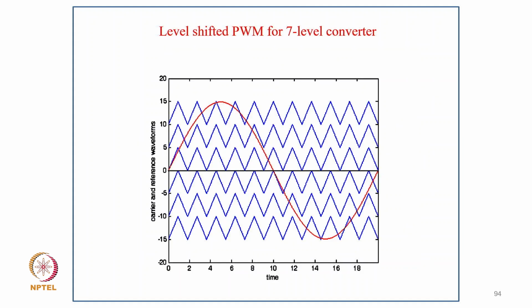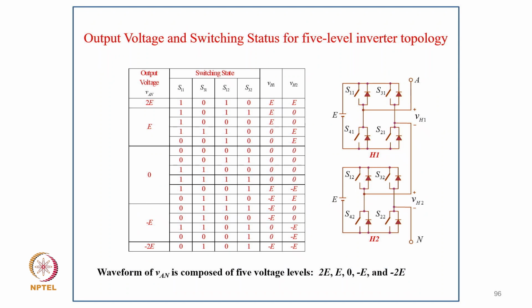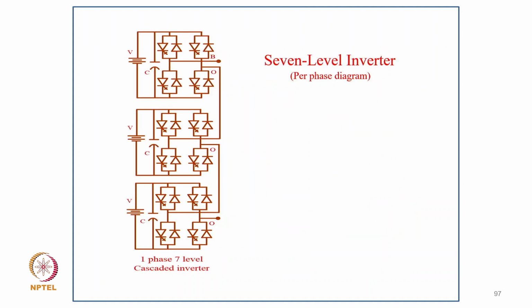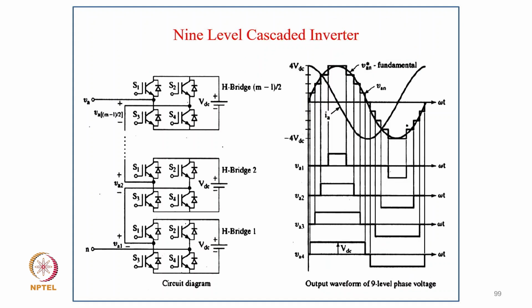This is your level shifted pendulum for the seven-level converter, and this is your now cascaded inverter topology for the five-level cascaded inverter, but no switching device is in series. And this is the output voltage and switching status for the five-level inverter topology. So these are typically waveforms composed of five levels: 2E, E, 0, minus E, and minus 2E. And this is your single-phase, seven-level cascaded inverter. And this is typically cascaded inverter topology with 9 levels, and this is the 9-level cascaded inverter topology with the circuit as well as the output waveform of the 9-level phase voltage.